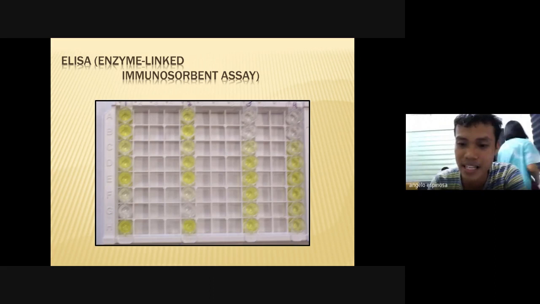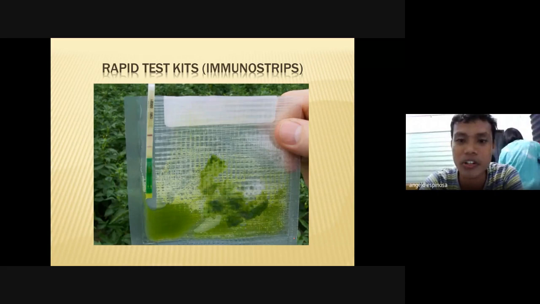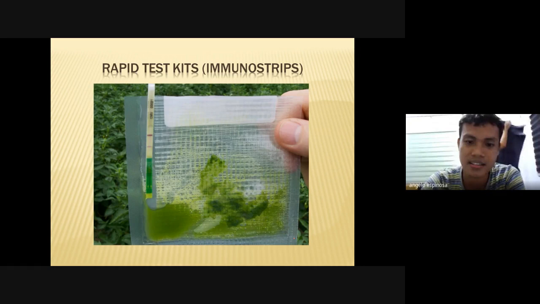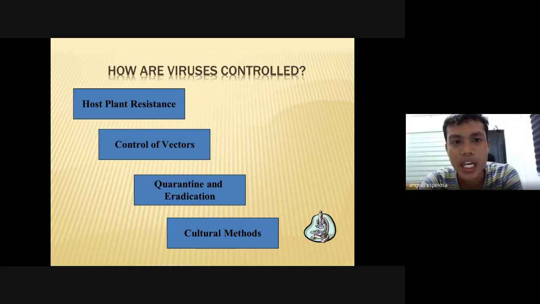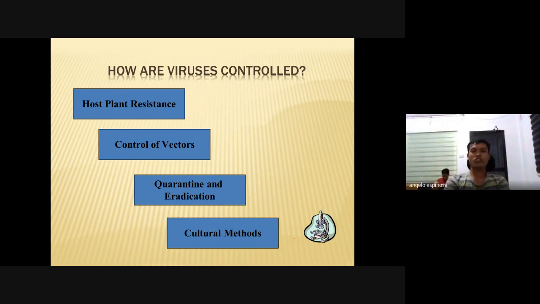And we have rapid test kits. Yun. Immunostrips. Yan. So I don't know how to use it. Pero that is a rapid test kit. Okay? Kasi hindi pa ako naka-experience niyan. Pero yung ELISA, naka-try na ako. And we have, how are viruses controlled? O, paano ba sila kinokontrol? Pinapatay ba agad? Nagcocultural methods pa agad?